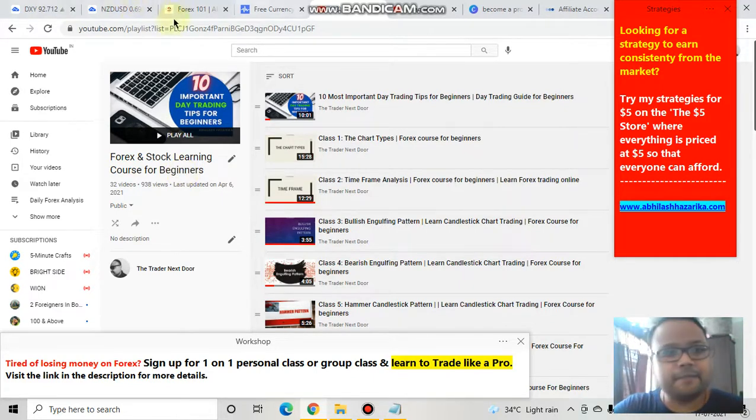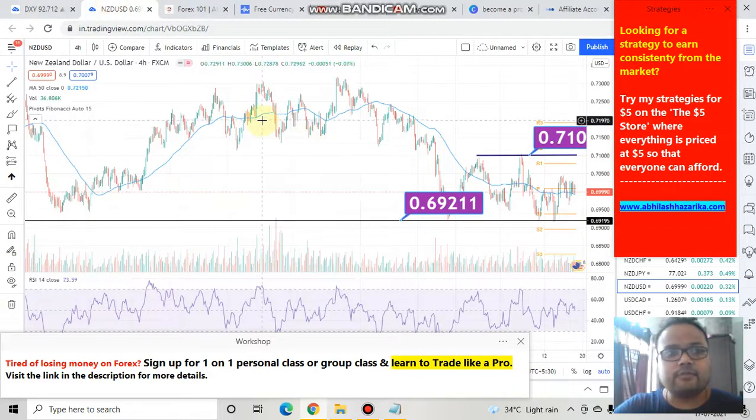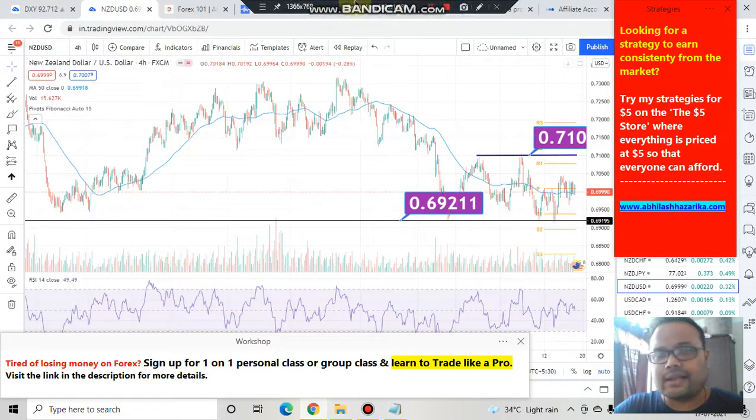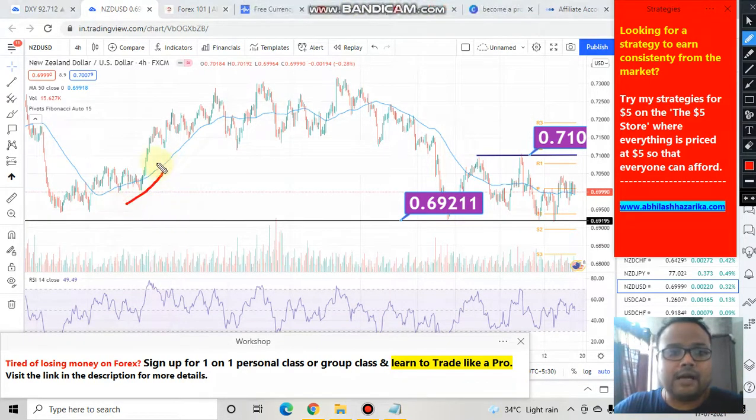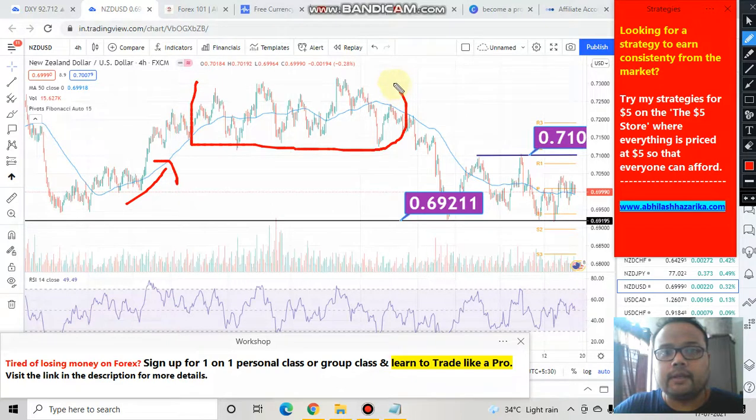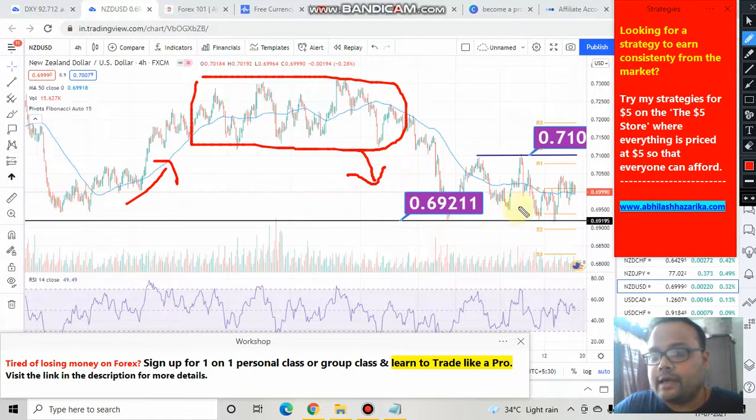So let's get started. This is the chart of NZDUSD. If we look at the overall chart of New Zealand dollar, US dollar, we can see that this market is kind of confusing, a messed up market. The market was in an uptrend, and after that it went sideways. There was no proper trend. After that the market fell big time, and right now you can see that the market is in a range again.